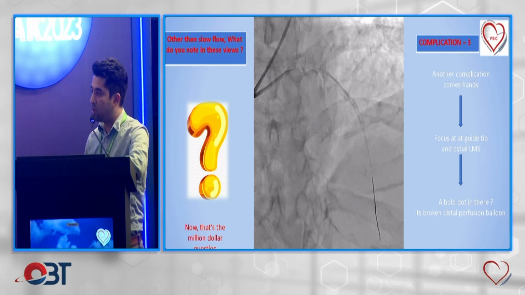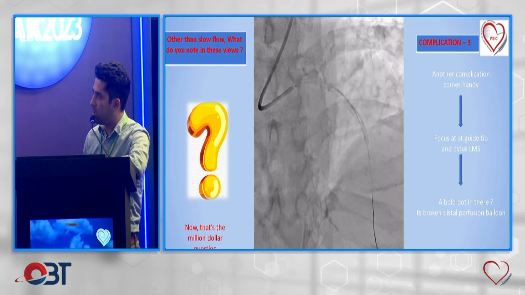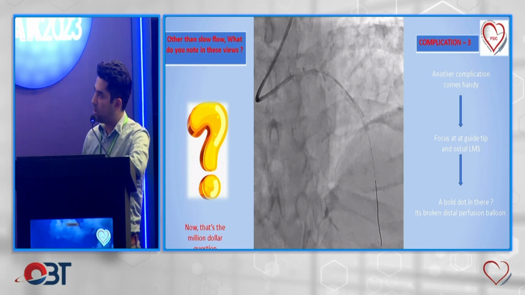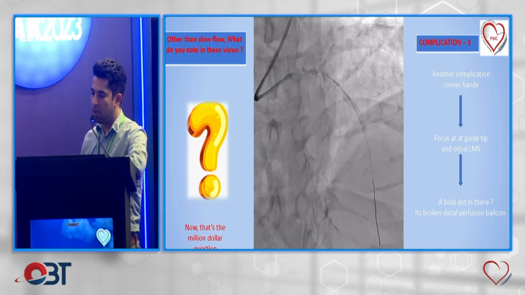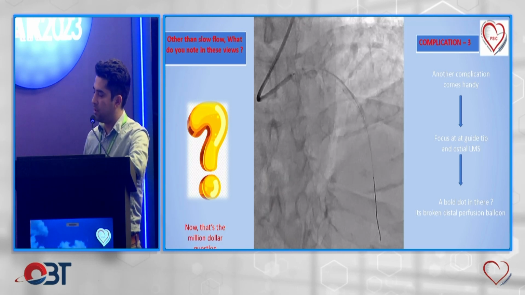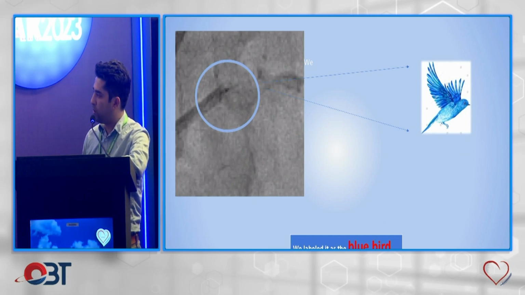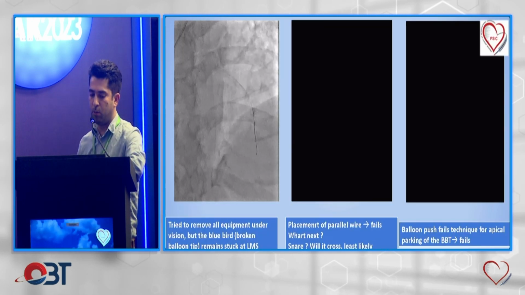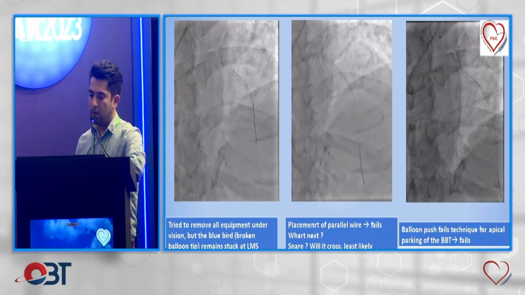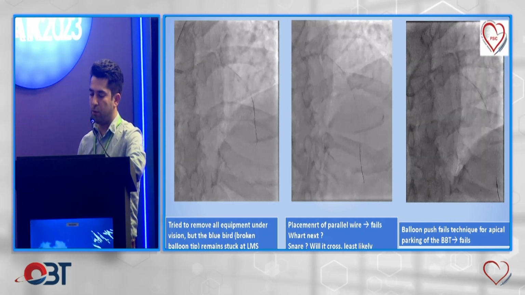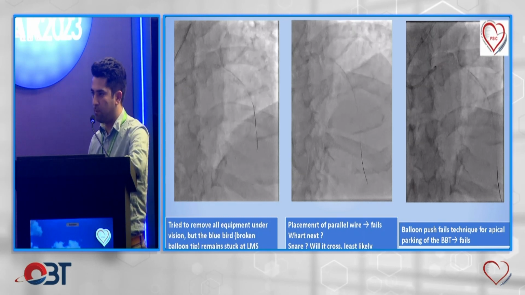Other than slow flow, in one view we saw something, a stuck dot over here. At the tip of the ostial LMS, this is actually the broken distal balloon, the perfusion balloon dot, which we named bluebird. We tried to remove all the equipment under vision, but the bluebird remained stuck at LMS. We tried to place another wire parallel to twist and remove it, which failed, and a snare couldn't possibly cross it.